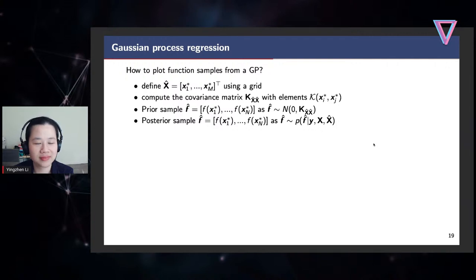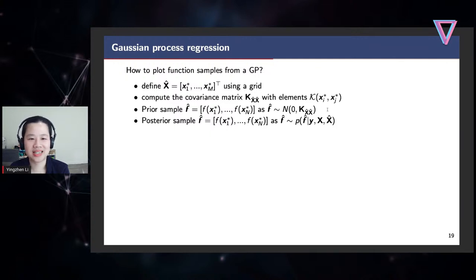We first define the locations that we want to evaluate the function, like x hat, and usually we use a grid. This is very efficient if your input X is only one dimensional, or two dimensional or three dimensional. So that will be easy for you to plot. And once you fix a grid, this means you already fixed a finite number of input locations. This means you can compute the kernel matrix here, with each element as evaluating the kernel with inputs x_i and x_j star. So now you've computed the covariance matrix, then you can actually sample from this Gaussian.